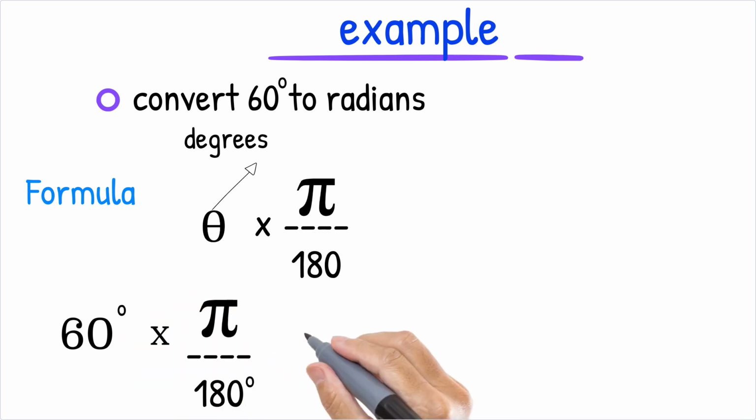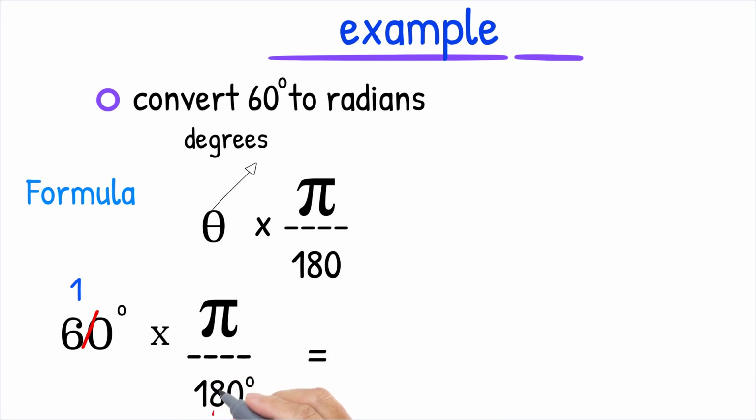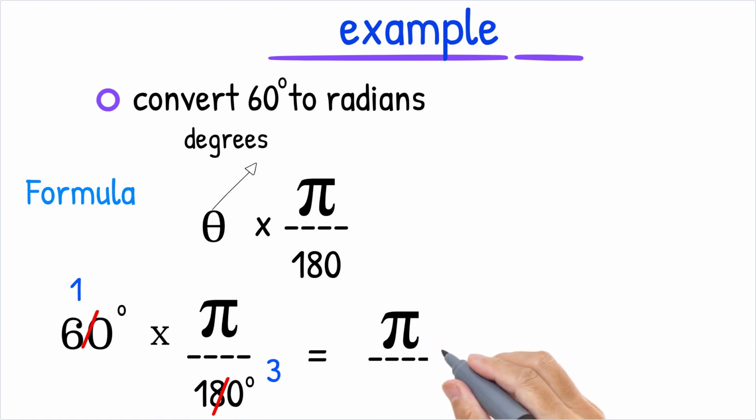Now simplify 60 and 180. That will be 60 times 1, and 60 times 3 is 180. The radian value is pi over 3.